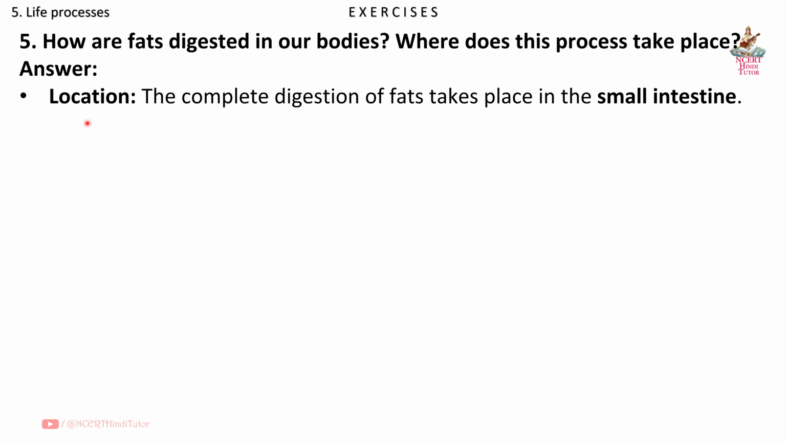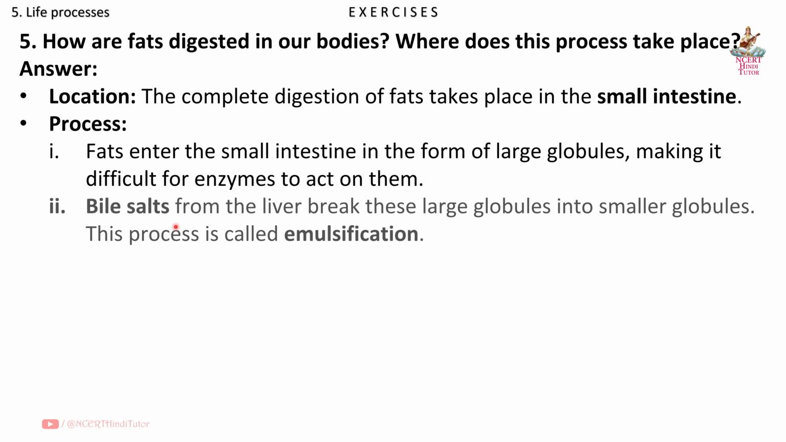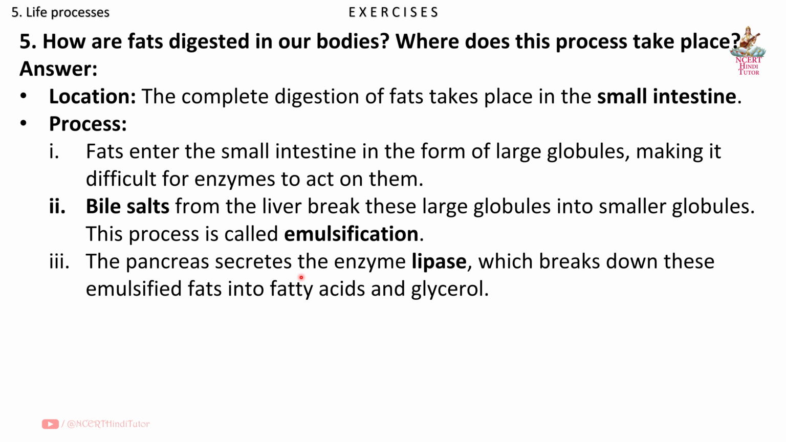The complete digestion of fats takes place in the small intestine. Process: Fats enter the small intestine in the form of large globules, making it difficult for enzymes to act on them. Bile salts from the liver break these large globules into smaller globules. This process is called emulsification. The pancreas secretes the enzyme lipase, which breaks down these emulsified fats into fatty acids and glycerol.